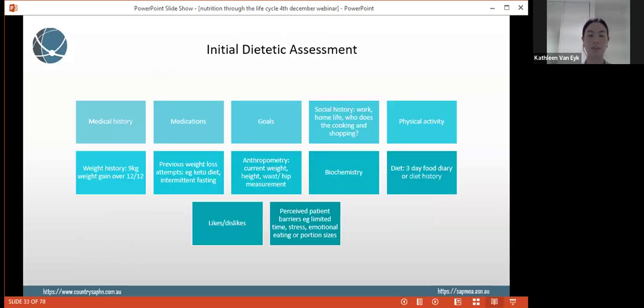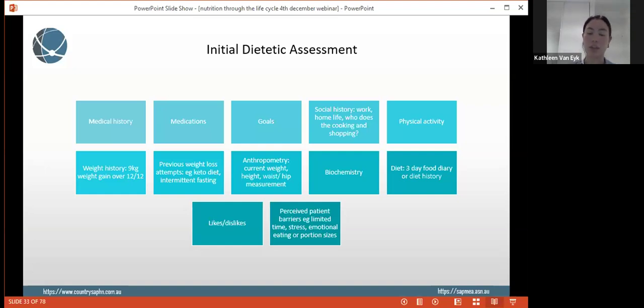In an initial dietetic assessment, to give you an idea about what we would normally go through in our first session with our patients, we do want to look a bit more at medical history, their medications, what are their goals? So are they looking at achieving a certain amount of weight loss, for example, or it might be something to do with their mobility or their fitness. Social history: work, home life and who does the cooking and shopping, their current physical activity, weight changes in maybe the last 12 months, so about 9 kilos weight gain over the last 12 months for John. Previous weight loss attempts: have they tried any other diets in the past, what's worked well for them and what hasn't.